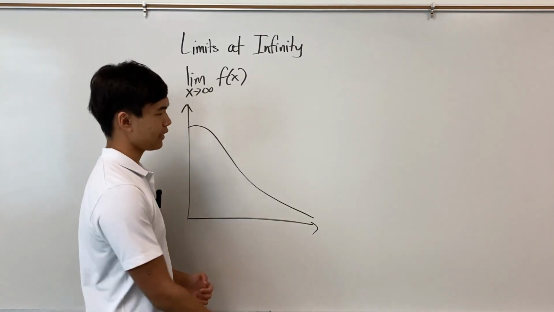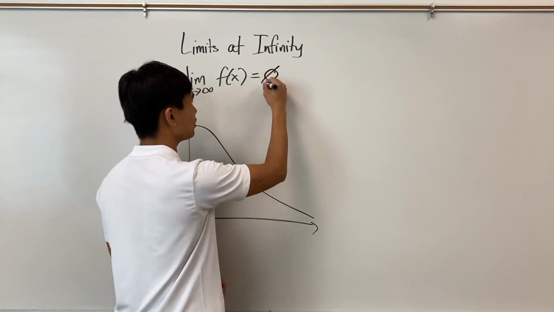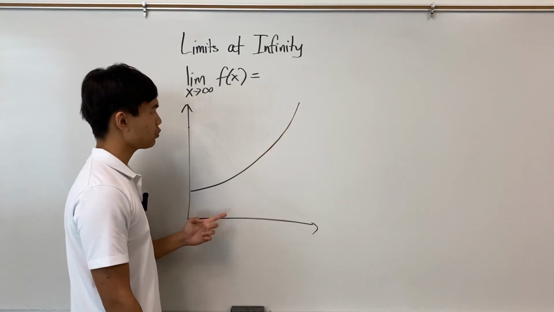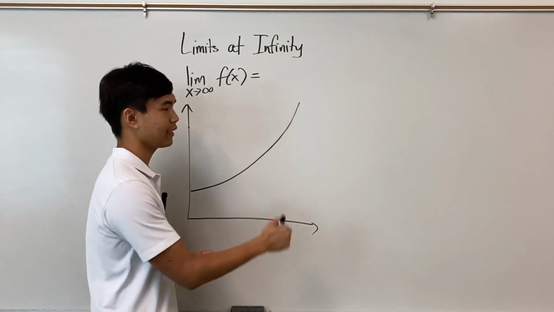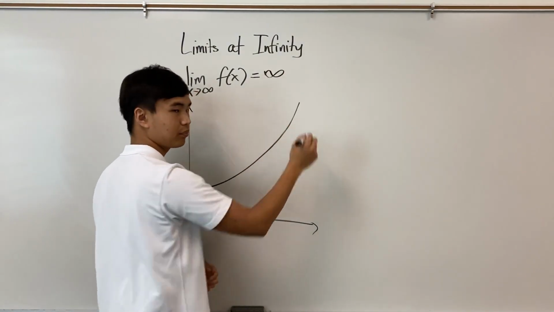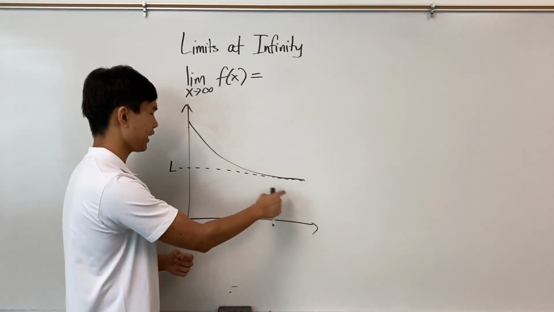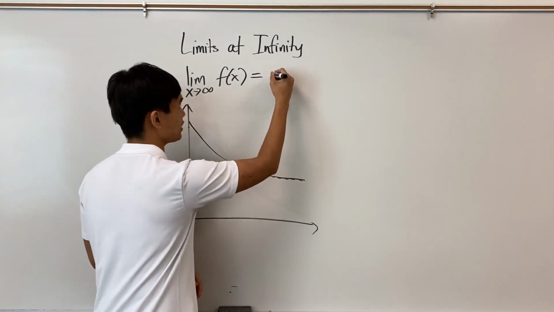So then we can say that the limit as x goes to infinity of this function is 0, since that's what it approaches as x approaches infinity. And for a function like this, where we see that as x increases, f of x also just increases, we can say that the limit as x goes to infinity of this function is infinity. And if you have a function like this that tapers off not to 0, but to some finite value L, then we can just say the limit as x goes to infinity is L.